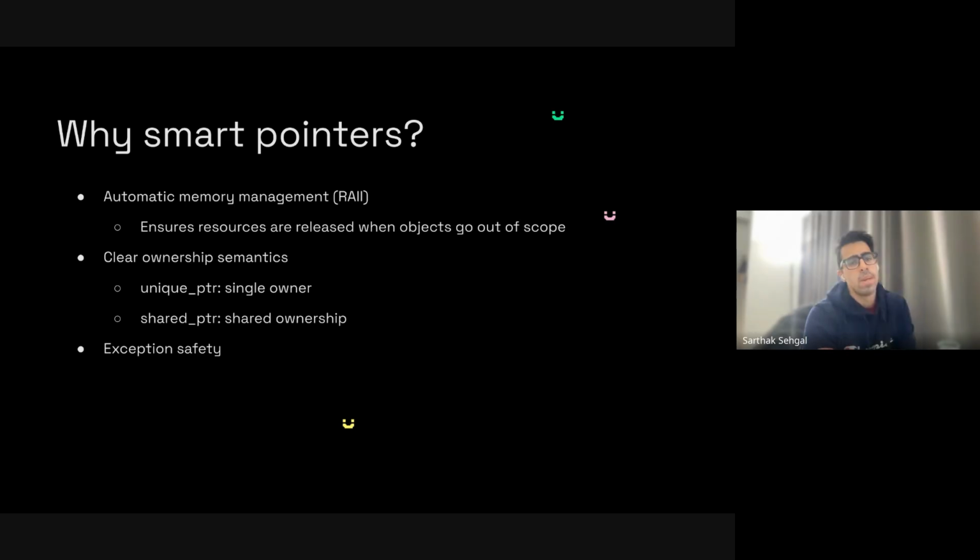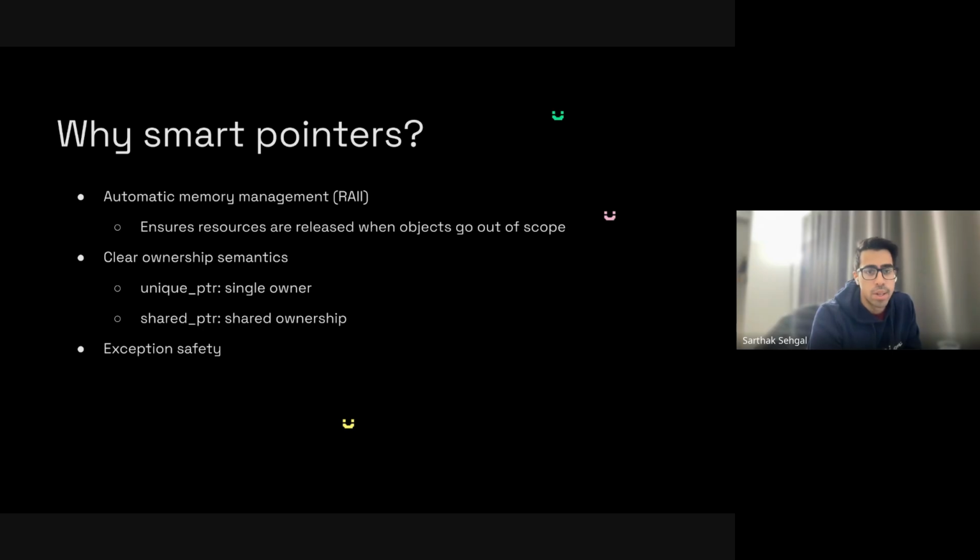What I mean by automatic memory management is that it ensures that resources are released whenever the objects go out of scope. So if you have a raw pointer and then you have a bunch of code which might throw an exception, and then at the end you have a delete statement for the raw pointer, then if any code between allocating the memory and deleting the pointer throws an exception, you've got this resource which is still there in memory and you haven't freed it up. So that can lead to memory leaks. I'll talk a bit more about it in the next slide with an example.